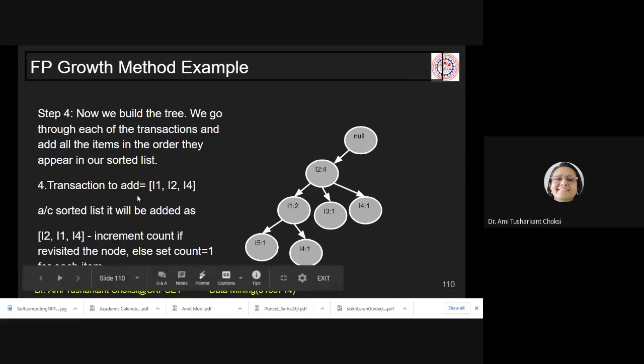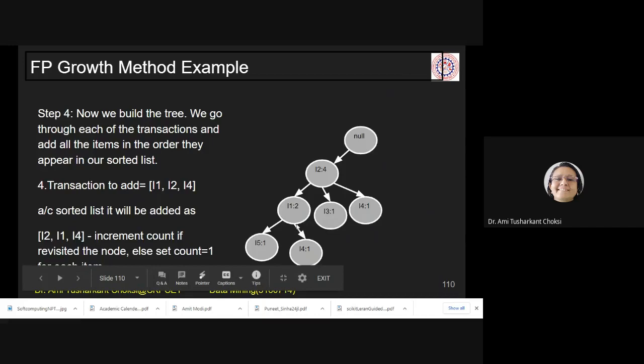Now, I1, I2, I4. The next transaction is I1, I2, I4. But according to the sorted list, we should have this transaction as I2, I1, I4. So start from null. I2 is there? Yes. If it is there, then increment the count. I1 is there? Yes. It is there in the root, in the path. So we can increment the count. After that, I4 is there.